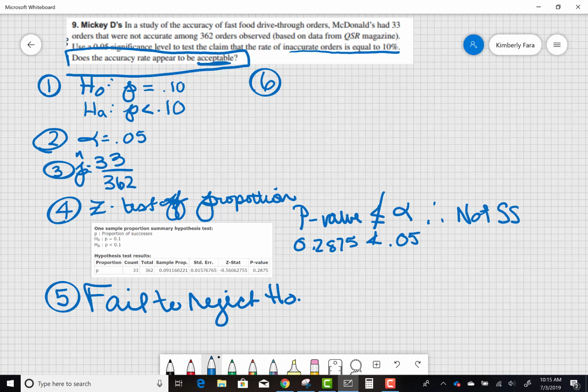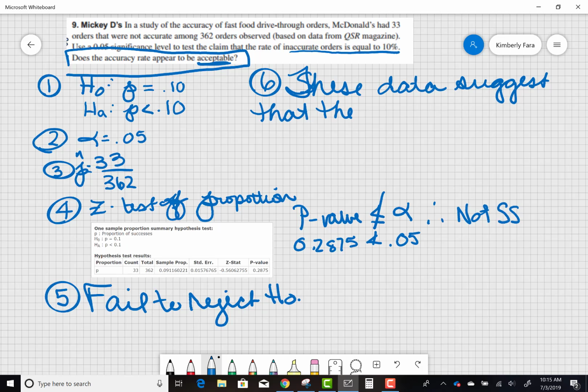So in step 6, our summary should say these data suggest that the inaccuracy rate is 10% as claimed.